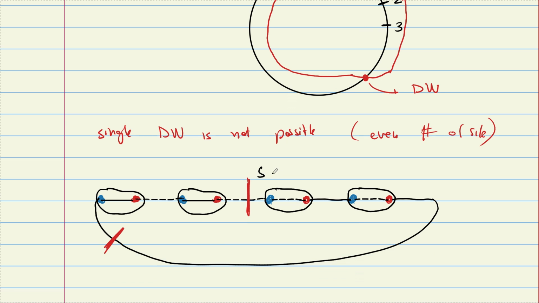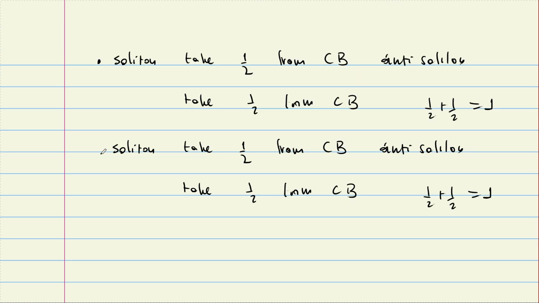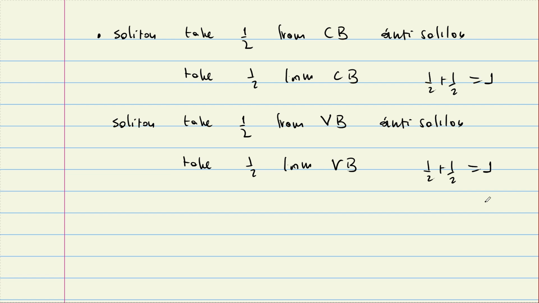This is 2 dashed lines. This is the soliton. This is 2 solid lines. This is the anti-soliton. And okay, this is the valence band. So a soliton takes 1/2 from the valence band. The anti-soliton takes 1/2 from the valence band. In total, there's 1/2 plus 1/2. So what happened is, both the conduction band and the valence band gave you one state, and in total it is 2 states.